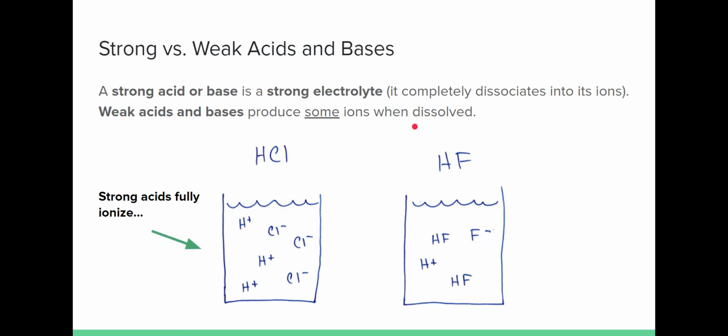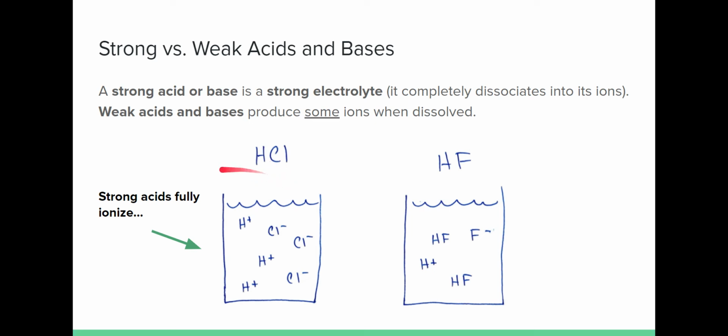A strong acid or a strong base is considered to be a strong electrolyte, which means that if something is classified as either a strong acid or a strong base, in this case we'll take a look at the strong acid hydrochloric acid, a strong electrolyte completely dissolves into the ions that make it up.